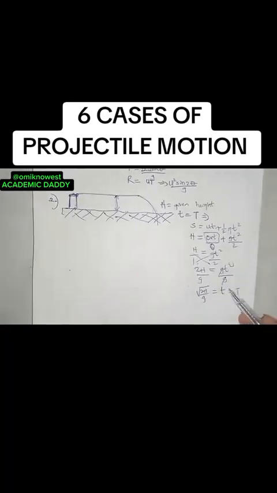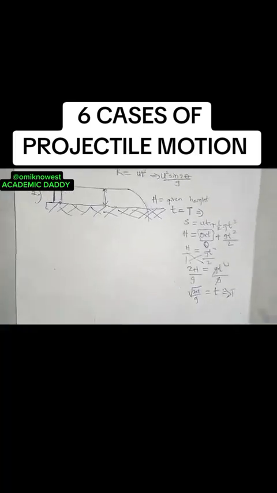So that is why I said that in this case, your total time of flight is simply root 2h over g. That is how you get it. For this case too, that is how you do it.